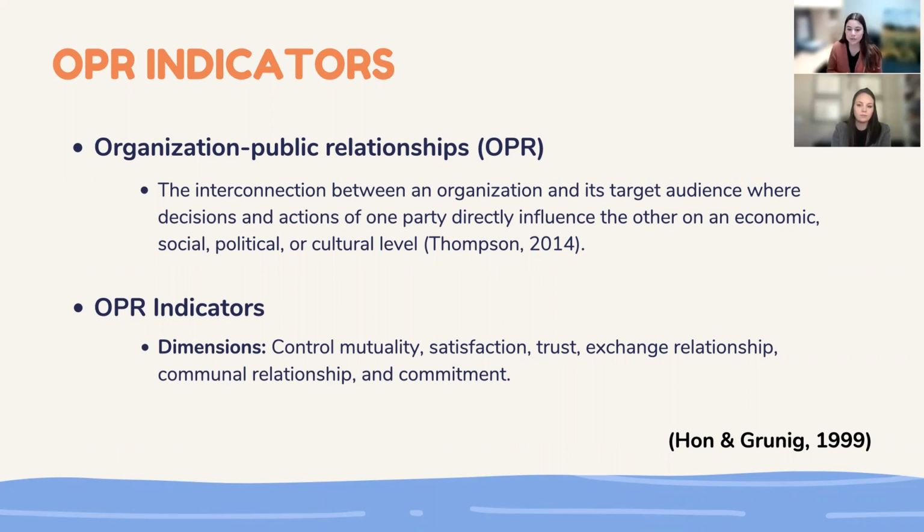So one way to do this, or to measure how this is done, is through organization public relationship, or OPR, indicators. So OPR indicators include control neutrality, satisfaction, trust, exchange relationship, communal relationship, and commitment. And again, these are used to describe the interconnection between an organization and their target audience, where decisions and actions of one party directly influence the other on an economic, social, political, or cultural level.